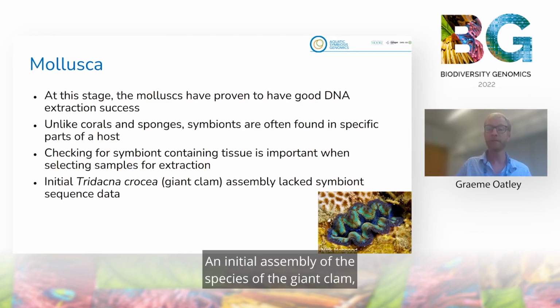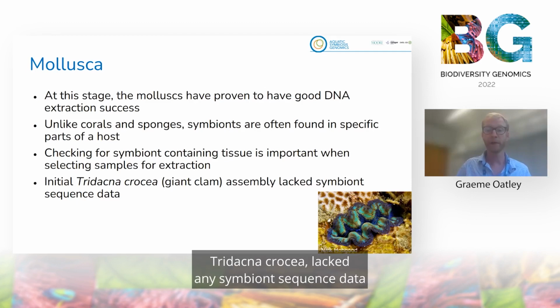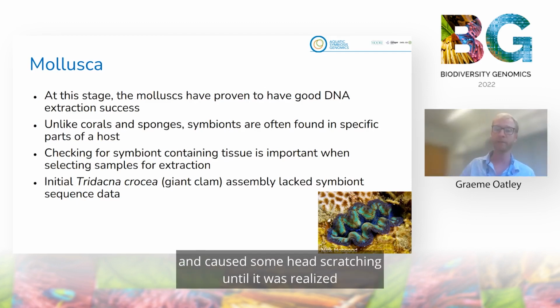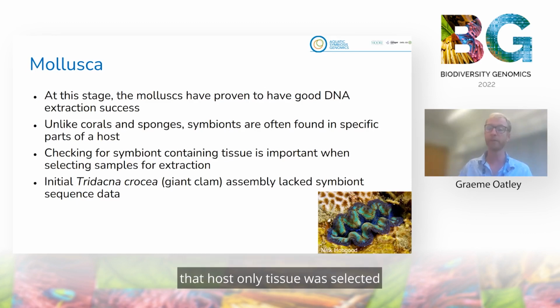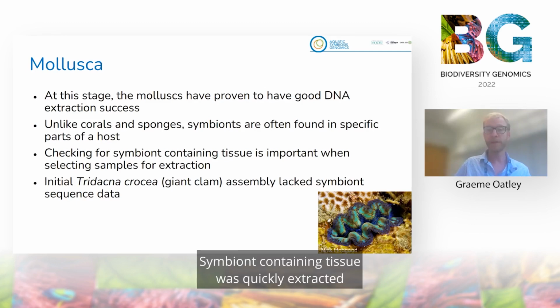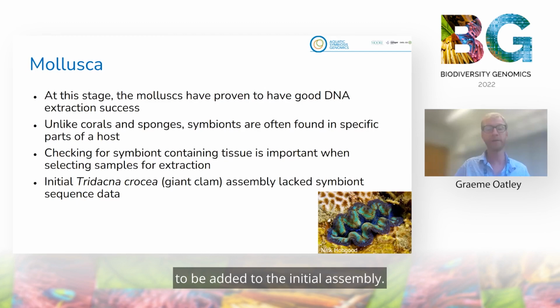An initial assembly of the species of the giant clam, Tridacnocrophea, lacked any symbiont sequence data and caused some head scratching until it was realized that host-only tissue was selected for the initial DNA extraction. Symbiont-containing tissue was quickly extracted and submitted for sequencing to generate data to be added to the initial assembly.